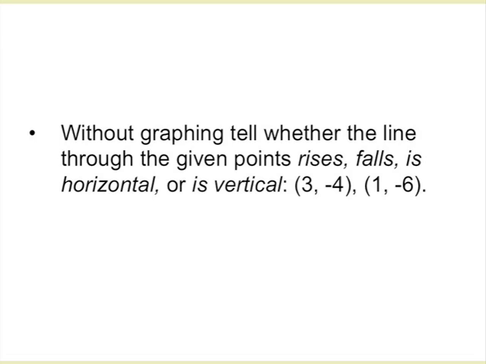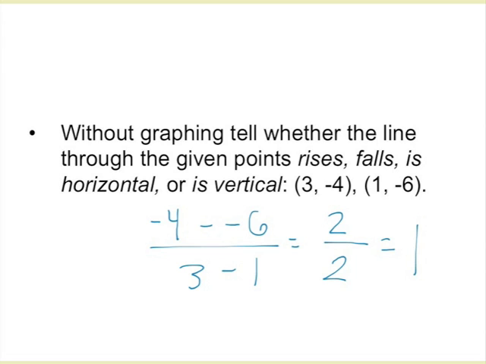This problem specifically says without graphing them, tell whether the line rises, falls, is horizontal or vertical. So what I'm going to do is find the slope between them. So I'm going to subtract y minus y over x minus x. Double negative makes me add on the top and get 2. On the bottom I get 2. So I have a slope of 1.